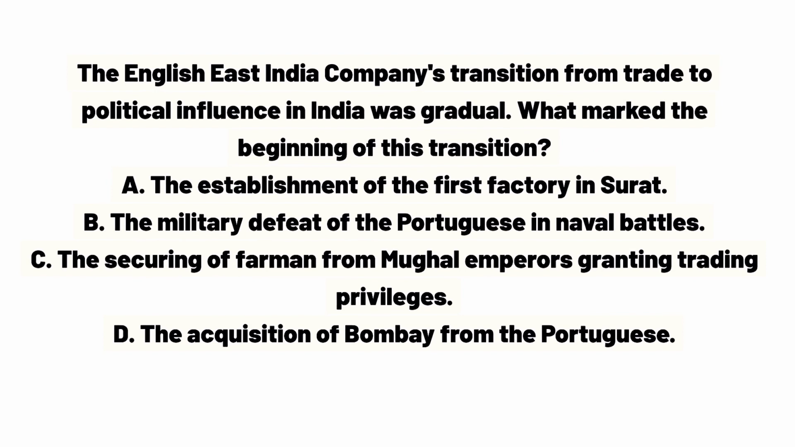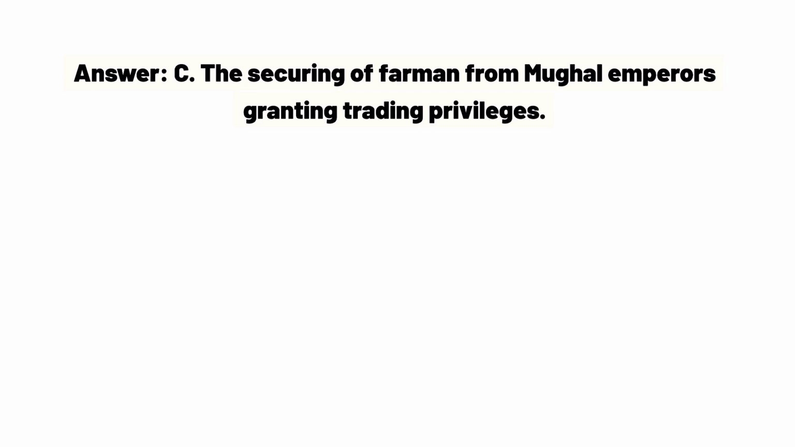The English East India Company's transition from trade to political influence in India was gradual. What marked the beginning of this transition? A. The establishment of the first factory in Surat. B. The military defeat of the Portuguese in naval battles. C. The securing of farmans from Mughal emperors granting trading privileges. D. The acquisition of Bombay from the Portuguese. Answer: C. The securing of farmans from Mughal emperors granting trading privileges.